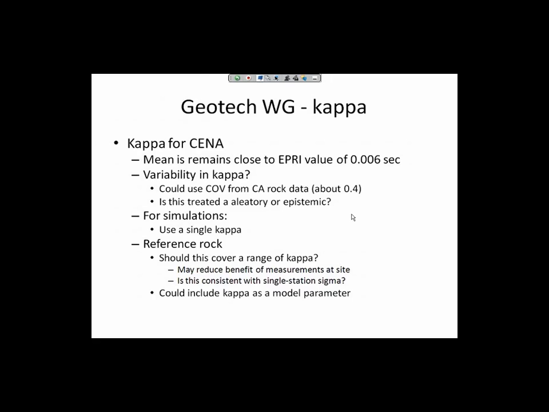One thing about Kappa, it's additive. So basically, you can take the Kappa of hard rock of 0.006 and add it to the Kappa of the soil, or the damping of the soil. So really, it's cumulative. You can just add it.